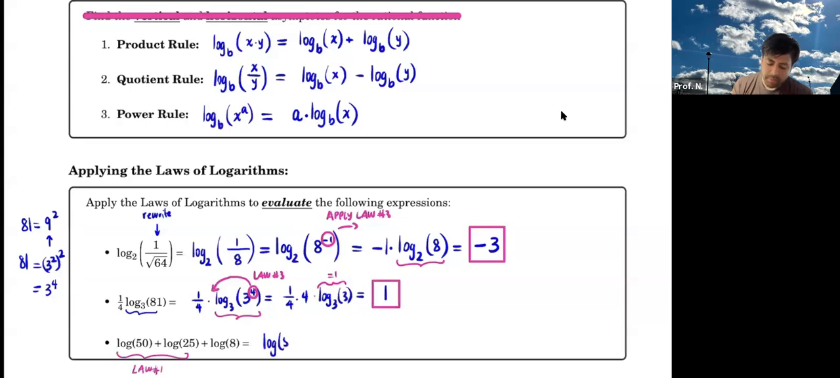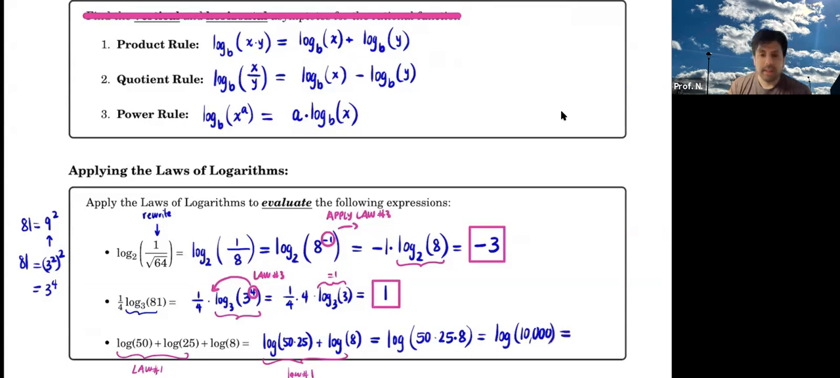Law number 1 states the following. It means that log of 50 can be multiplied inside by 25. But then you notice, hey, I have another plus again. So I can apply law number 1 again. So when I do that, this is really log of 50 times 25 times 8. And let's see what happens when I multiply 50 by 25 by 8. I get 10,000. So I get log of 10,000. Now, can anybody tell me what log of 10,000 is? That's right. It's 10 to the 4th power.